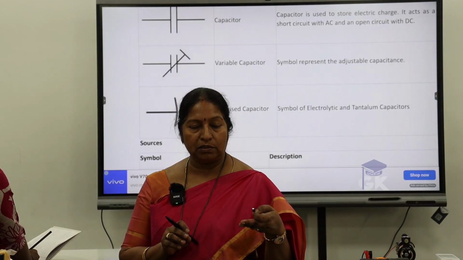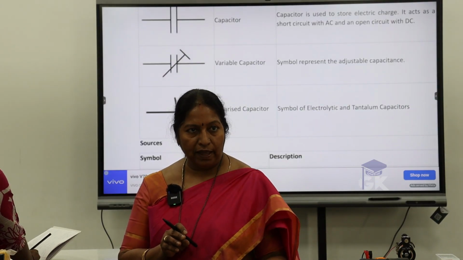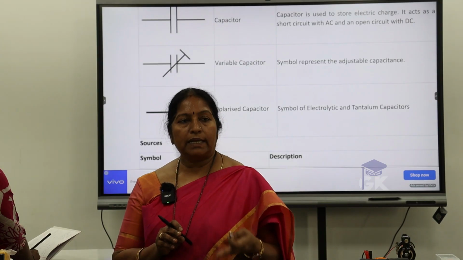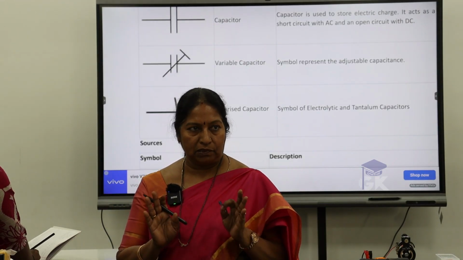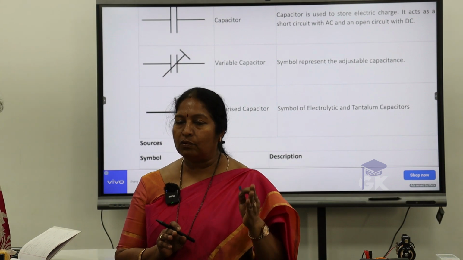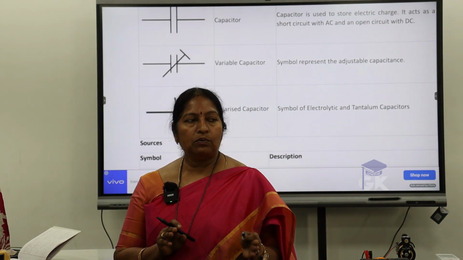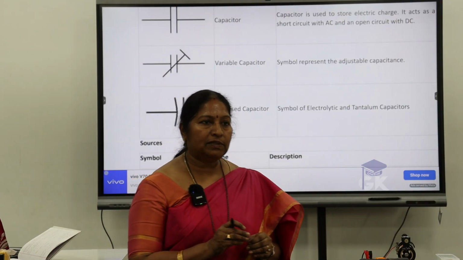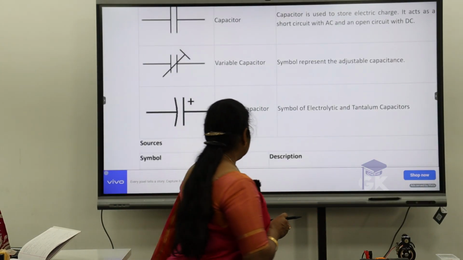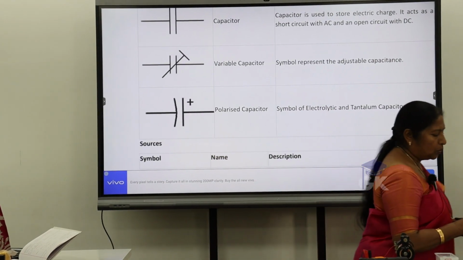Suppose it is a resistor, how do you find out what the value of the resistor is? What does it represent? Looking at the resistor, how do you know its value? Looking at the capacitor, how do you know its value? So these things we'll study next. These are all the basic components we have just gone through.